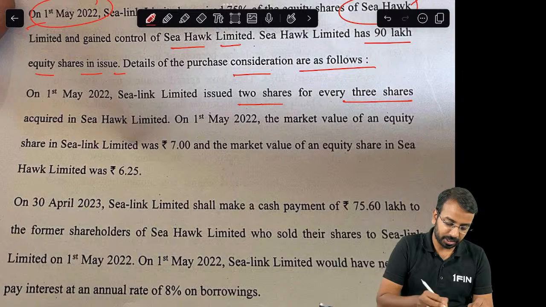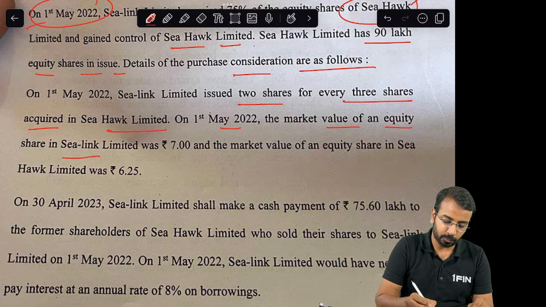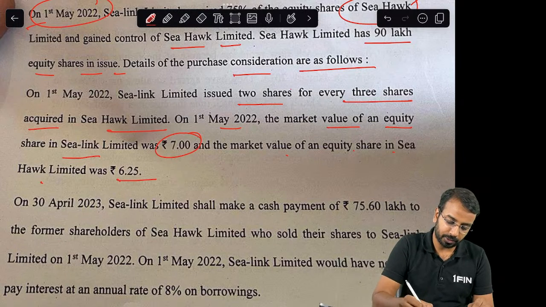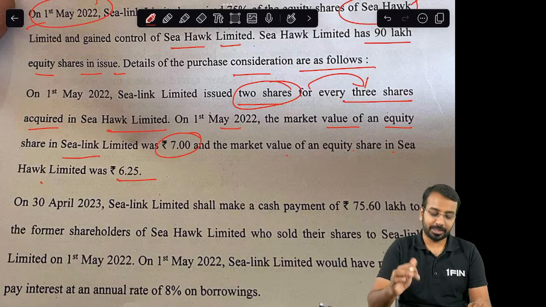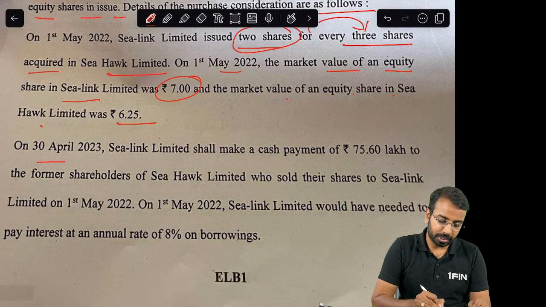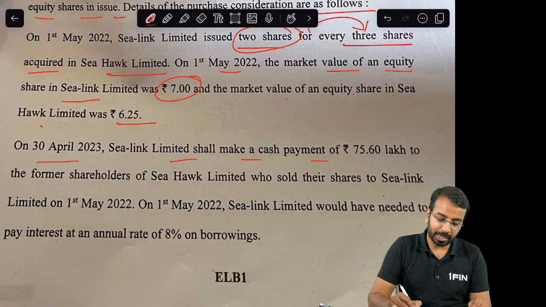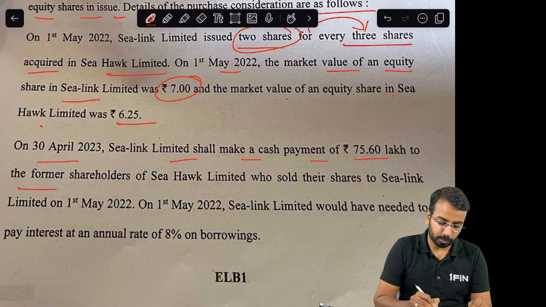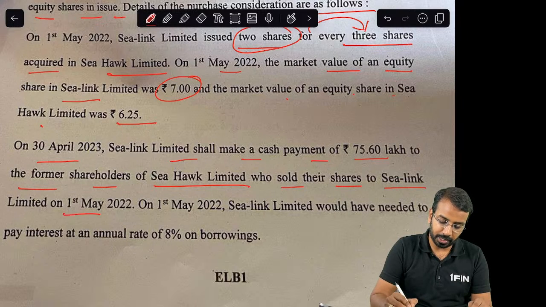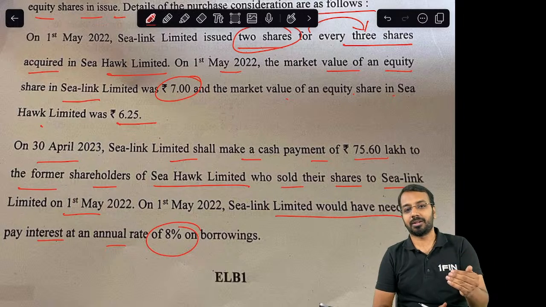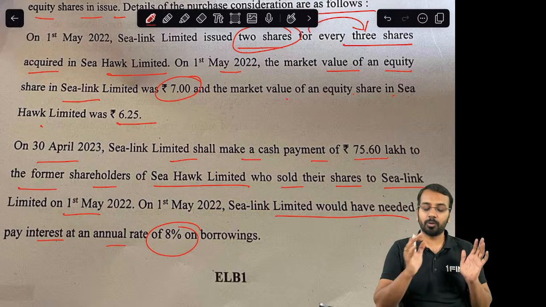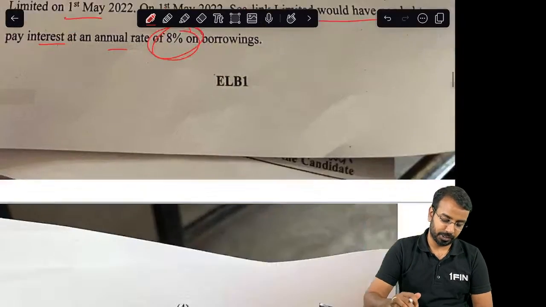Issue 2 shares for every 3 shares acquired in Seahawk. On 1st of May, the market value of an equity share in Sealink was 7 and the market value of an equity share in Seahawk is 6.25. So basically, what is relevant for us is 2 shares for every 3 shares. Then on 30th April, Sealink shall make a cash payment of 75.6 lakhs to the former shareholders of Seahawk Limited who sold their shares to Sealink on 1st of May. They would also need to pay interest of 8%. So basically, what is this? This is a deferred consideration. You have to discount it and bring it back to present value, discounted at 8%.